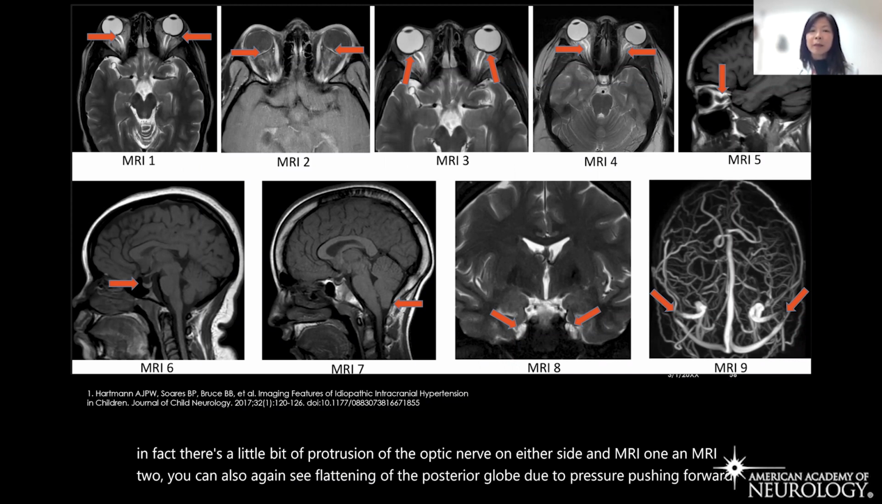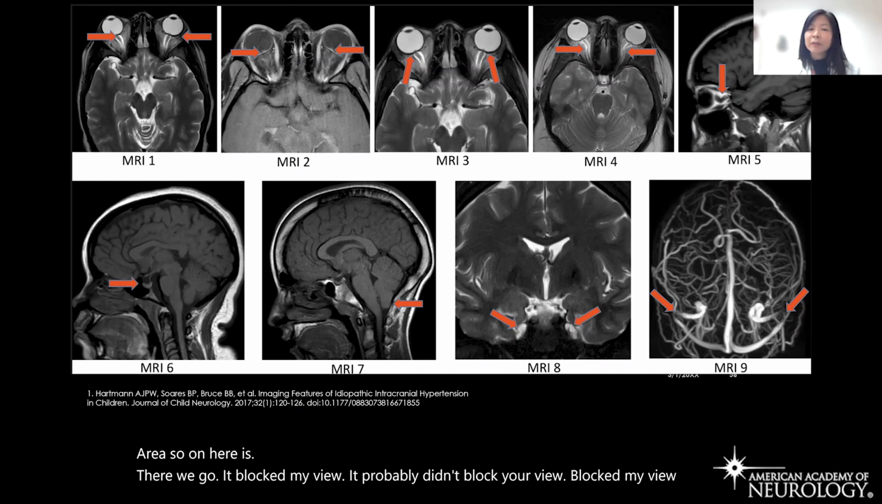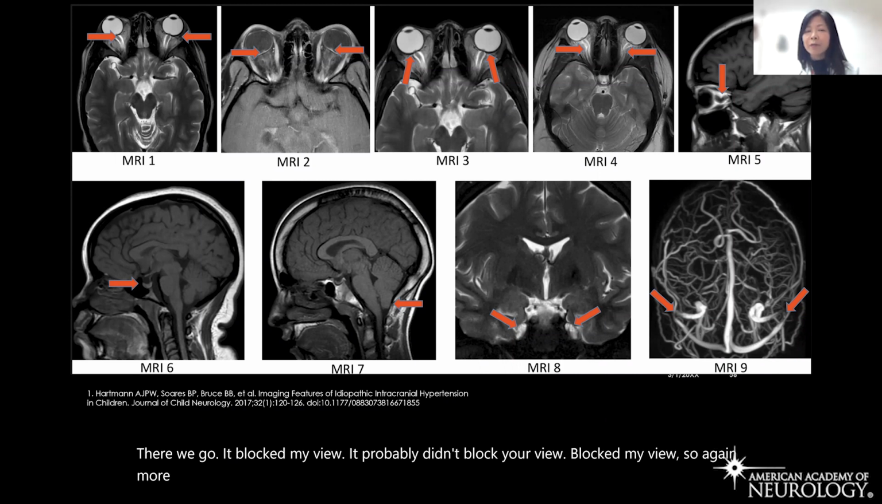And then in MRI 3, let me move this. One of the areas on here is, there we go. It blocked my view. It probably didn't block your view, but it blocked my view. So again, more protruding of the optic nerve in MRI 3.